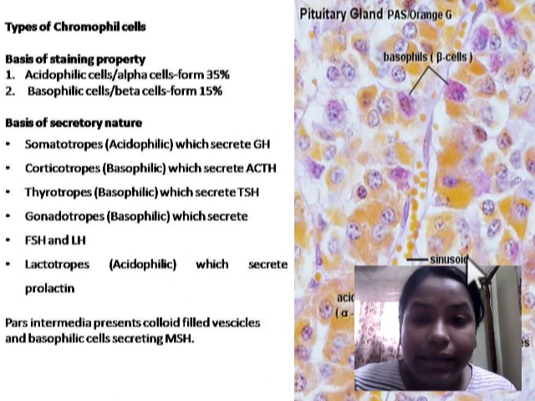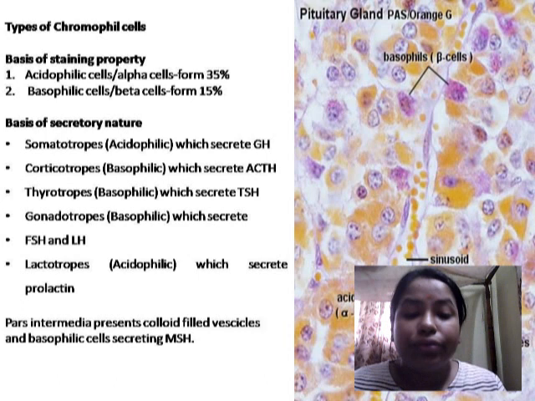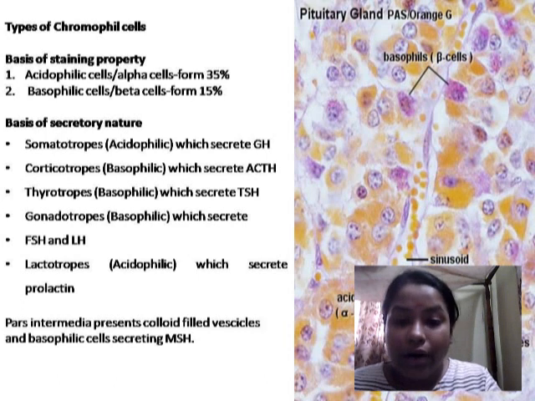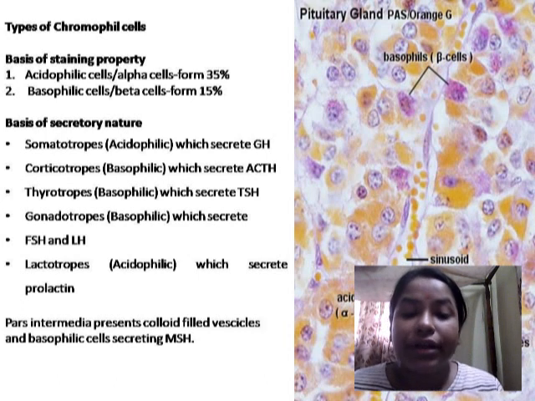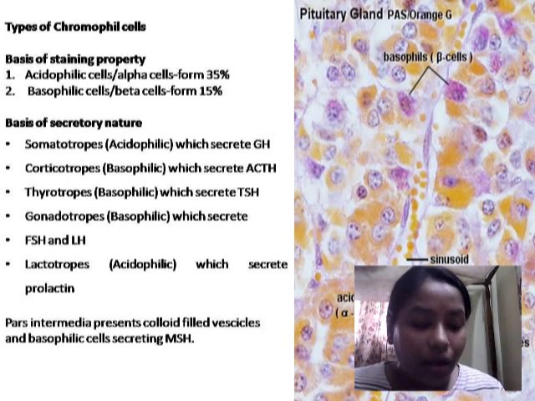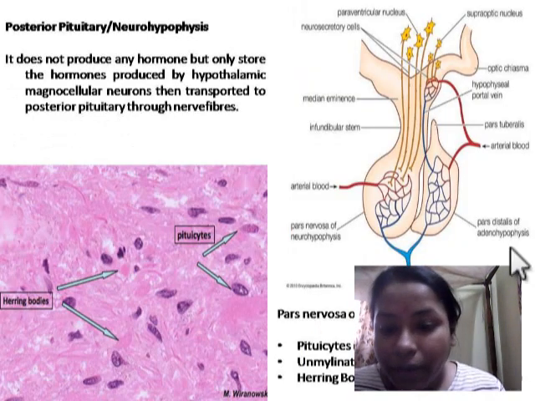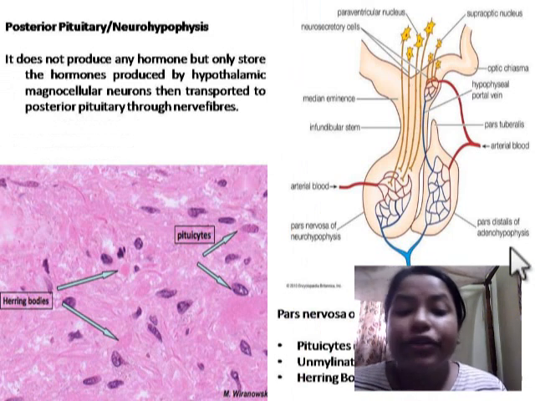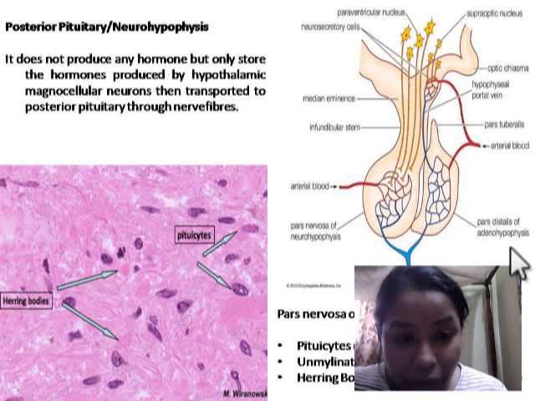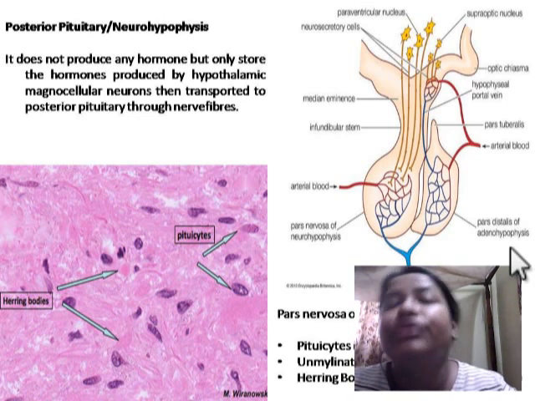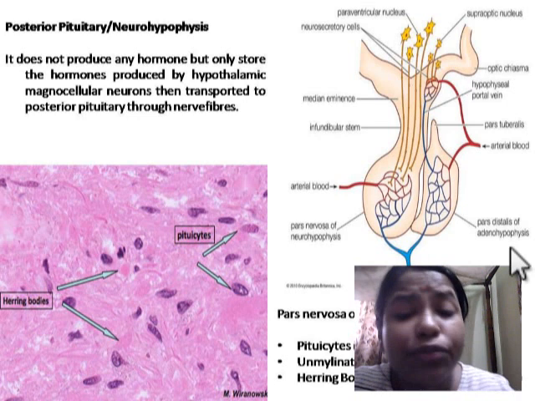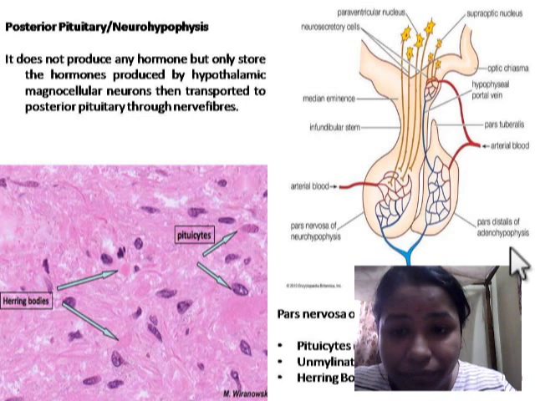Okay, next moving towards our posterior pituitary part. It is smaller than the anterior lobe, and it stores only two hormones that are secreted by the hypothalamic neurons and releases these two hormones only. The posterior lobe is divided into pars nervosa and infundibulum.